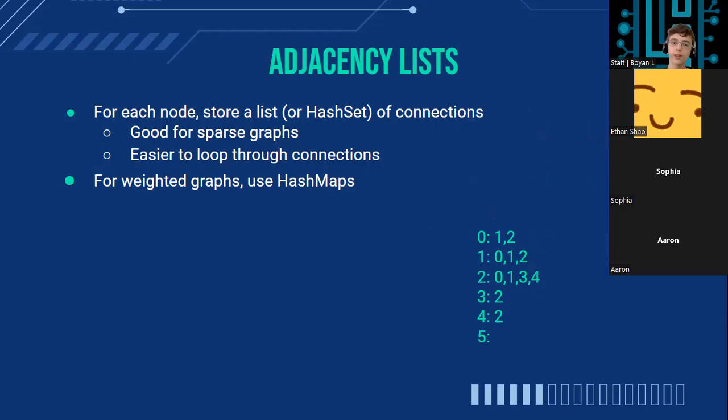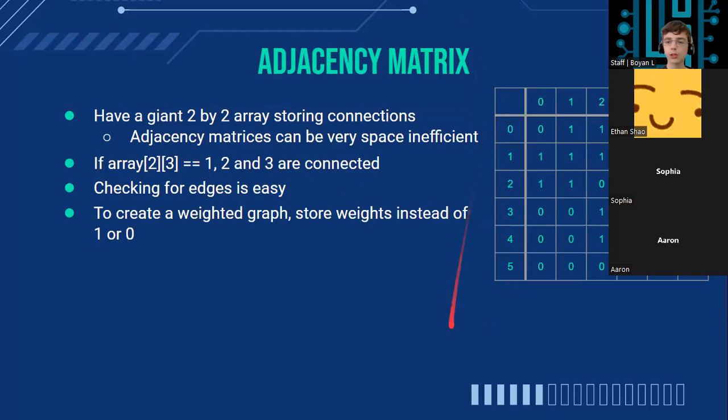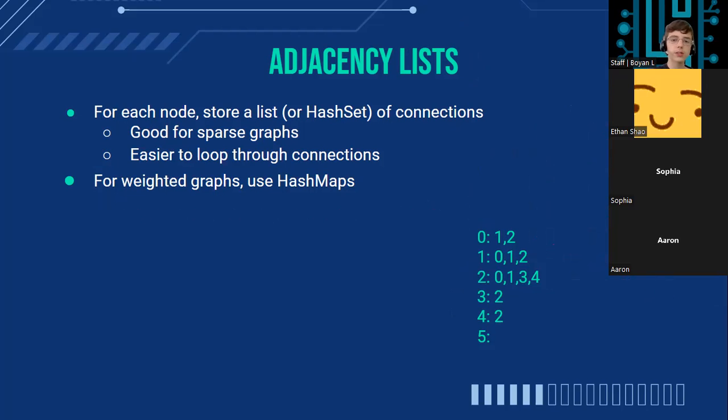We can store this either as a list, or it can be slightly more efficient to store connections between nodes as a hash set if you're working in Java. There are similar data structures in other languages too. And these lists are really good for sparse graphs. A sparse graph is just a graph that has a lot of nodes, but not a lot of edges, so a graph where most of the numbers are zeros in the adjacency matrix. In this representation, if we wanted to loop through all of the connections, we only need as many operations as there are connections.